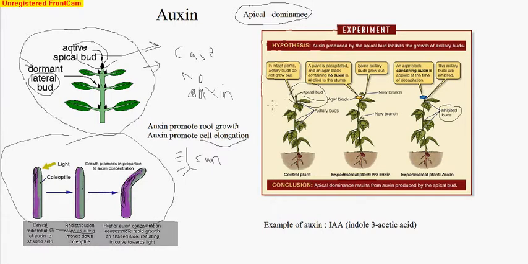Just remember that auxin promotes root growth, auxin promotes cell elongation, and auxin inhibits lateral bud growth. Normally there are dormant lateral buds, but if we cut off the apical bud, removing the apical dominance, then we will have the lateral bud growing.